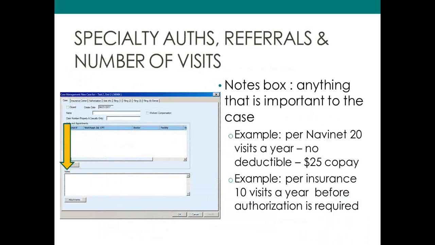The notes box at the bottom of the case tab is used for any information that pertains to that particular case. Maybe you talked to a representative and you had 6 visits for a certain referral, and now they've extended it 4 more visits. Or you had 10 visits before an authorization is required.